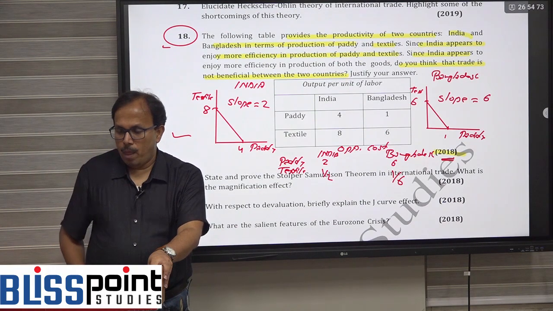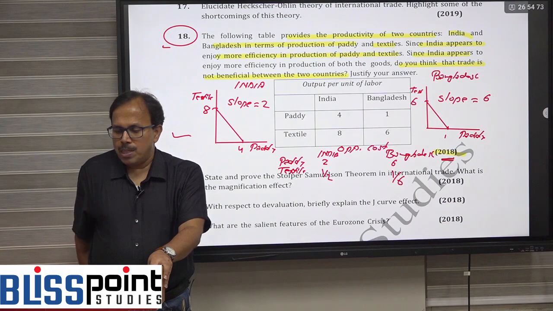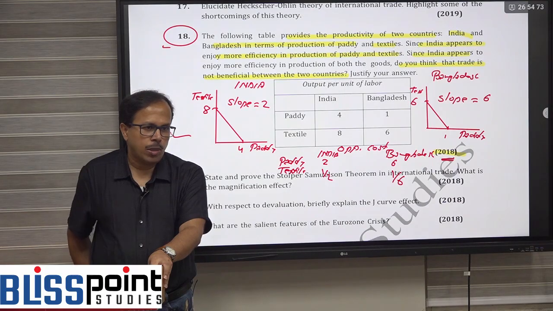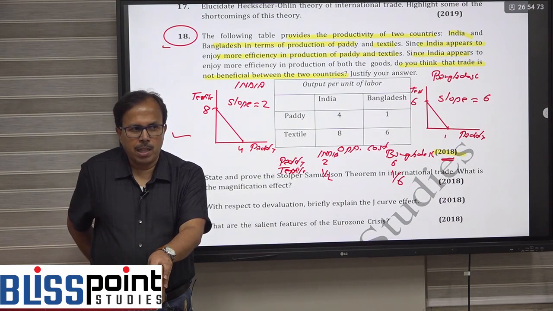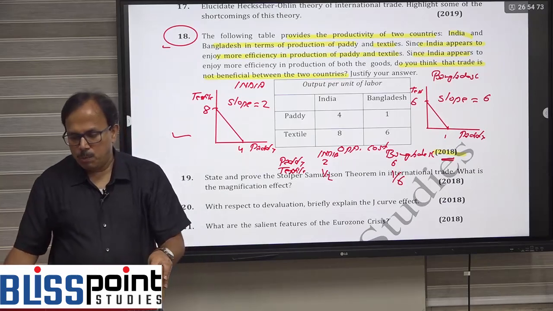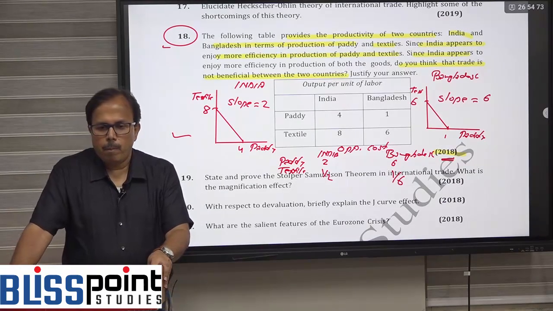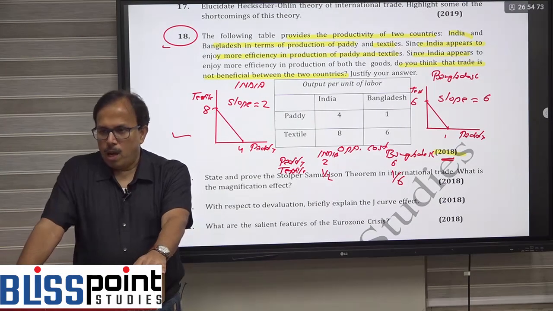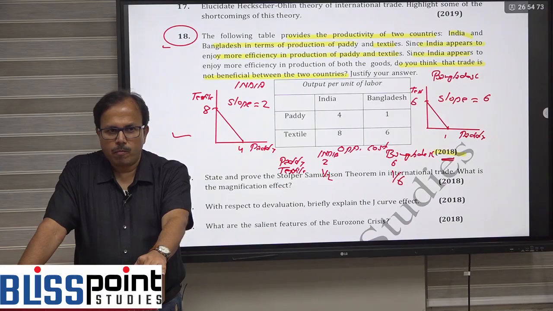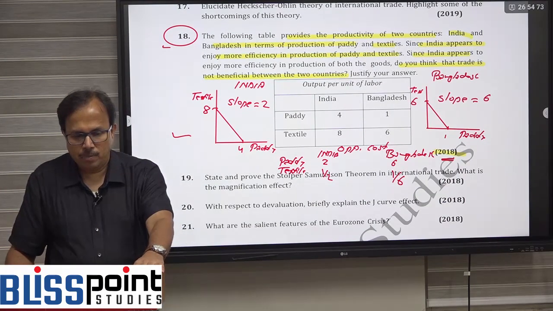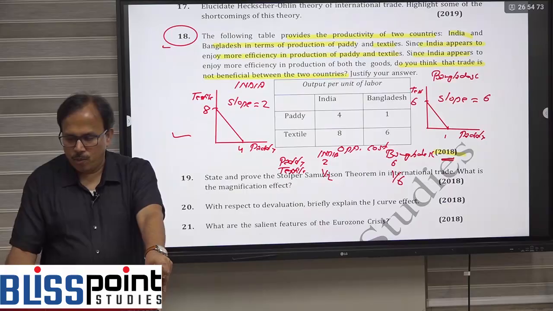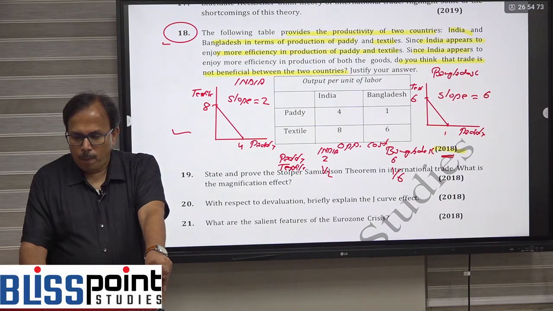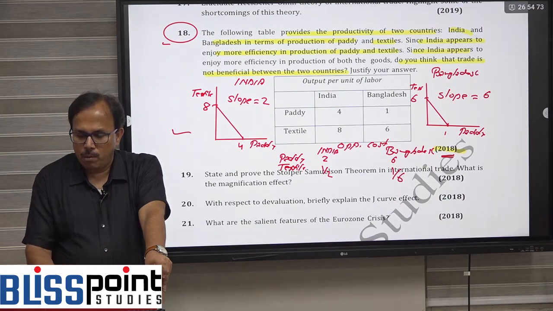On the other hand, Bangladesh will specialize and export textile, because opportunity cost for textile is lower in Bangladesh.